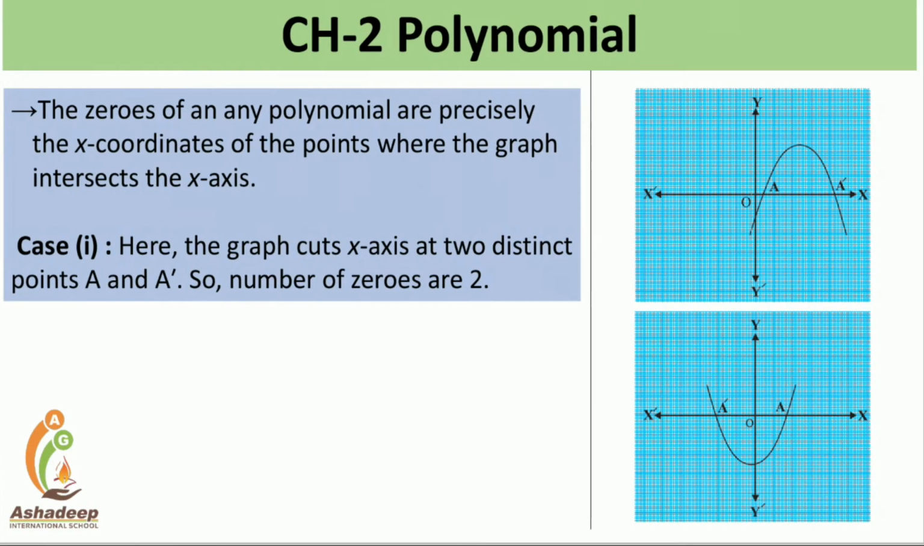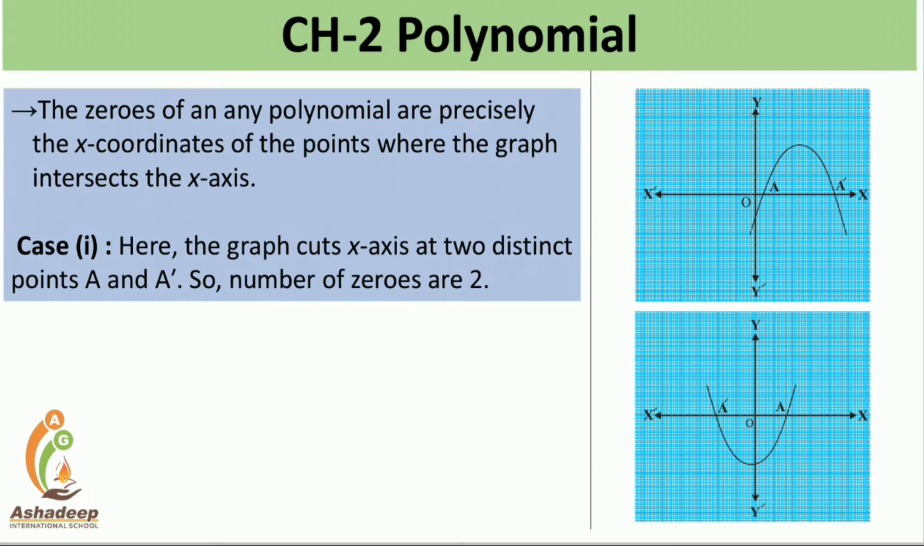Now let's talk about the different cases. We have to deal with different cases. The zeros of any polynomial are precisely the x coordinates.